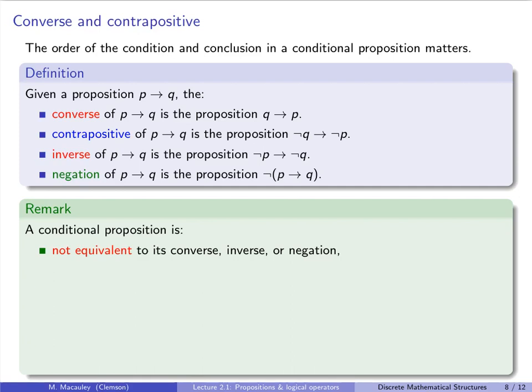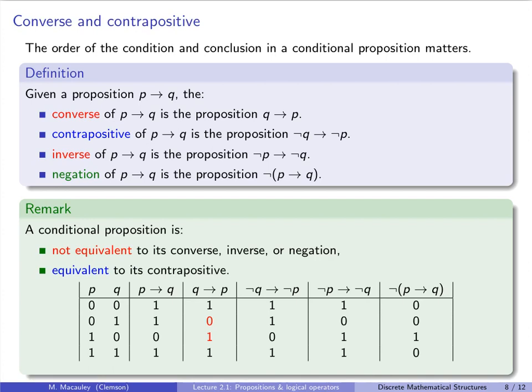Let's make a few remarks now. A conditional proposition is not equivalent to its converse, inverse, or negation, but it is equivalent to its contrapositive. This is something that I want to verify with the truth tables. So here are the input columns for P and Q, and here are the other 5 columns corresponding to the proposition and its converse, inverse, negation, and contrapositive.